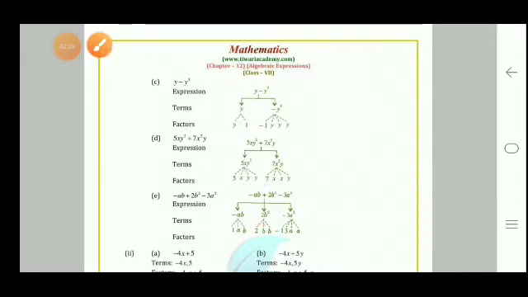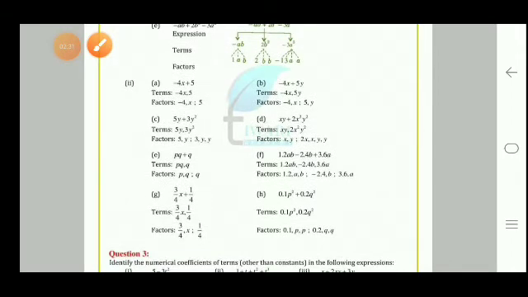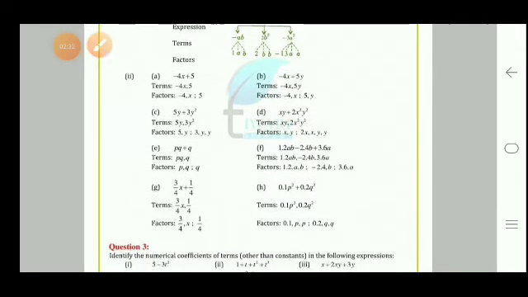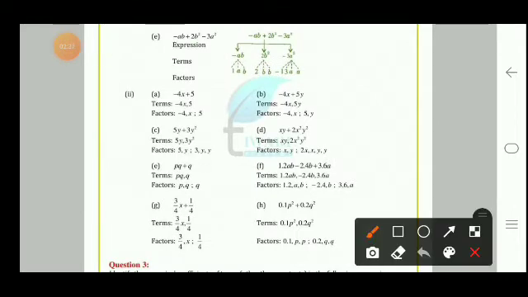Then in the second part of this, we have to tell the terms and the factors. So minus 4x plus 5, its terms are minus 4x and 5, factors are minus 4 and x, and 5 is 5. Here we have minus 4x plus 5y, so terms are minus 4x and 5y, factors are minus 4 and x, and 5 and y. Then 5y plus 3y square, so we have 5y, then 3 into y into y. Then we have xy plus 2x square y square, so we have xy, then 2 into x into x into y into y.